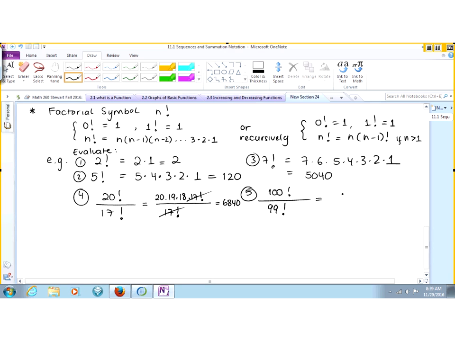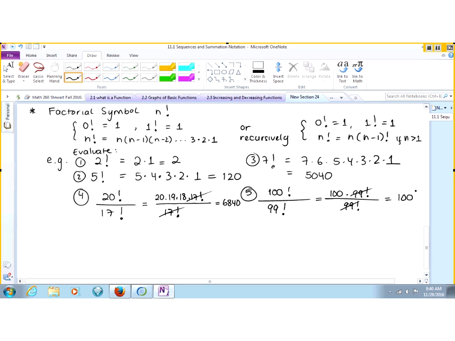What about number 5? Do you know? Is it 1? Is it? Yes. So this is 100 times what? 99 factorial. Yes. So this is 100.